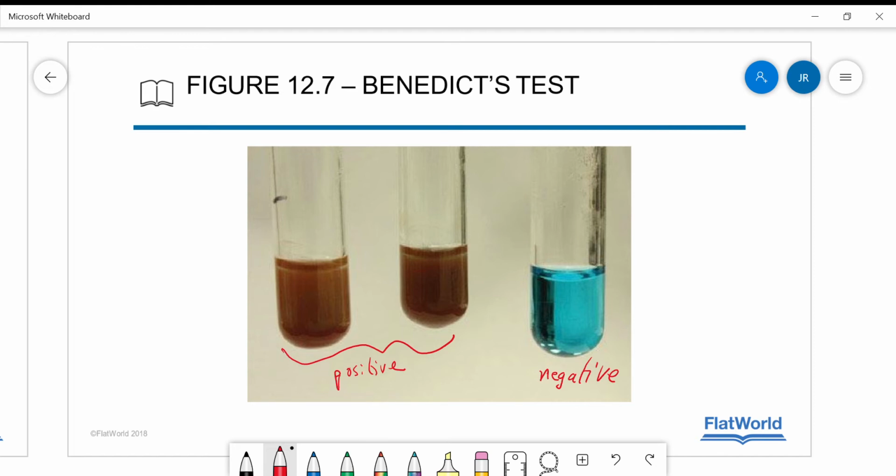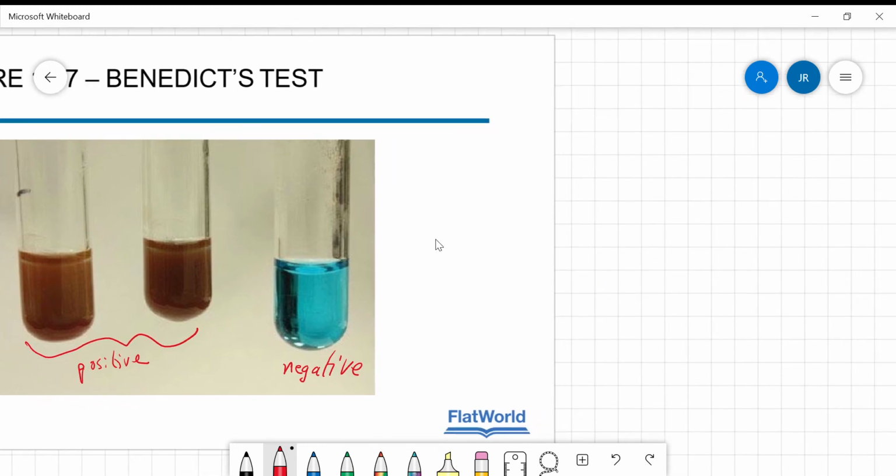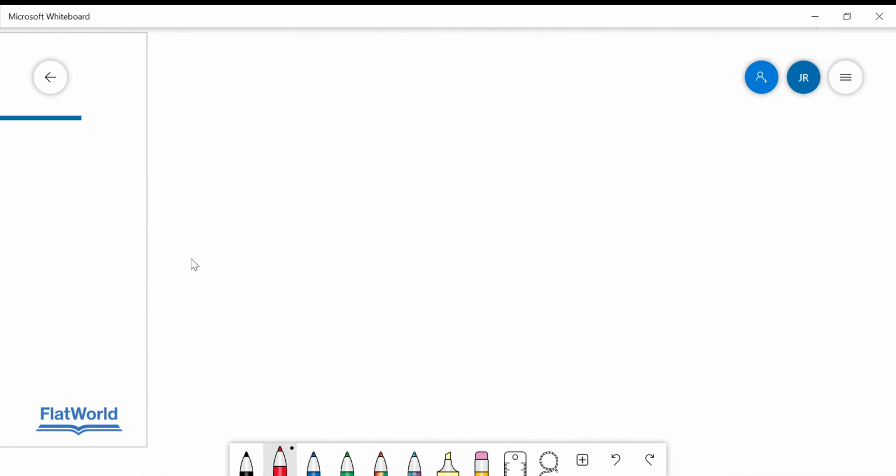Okay, Benedict's test is a redox process, so let's take a little peek at how it works. So I'm going to pull these slides over. Definitely Benedict's is something I would like my students to know how to do. So let's just take a second to look at it. So Benedict's test for reducing sugars.